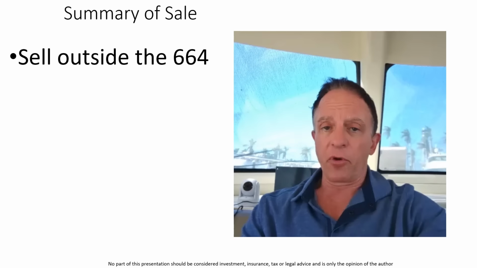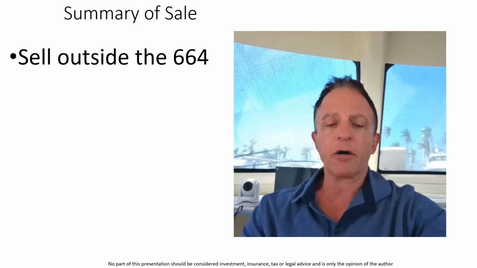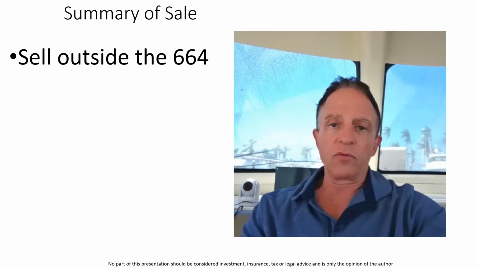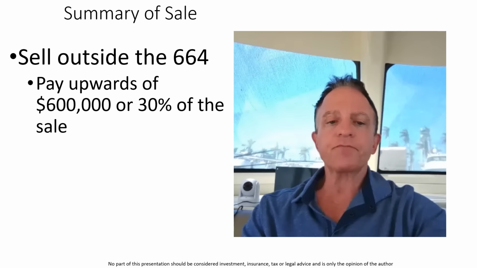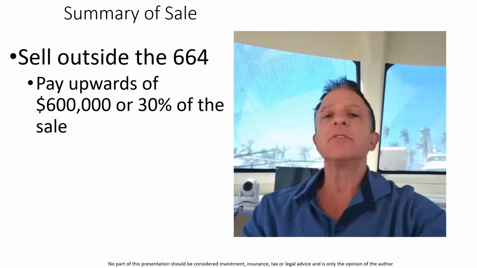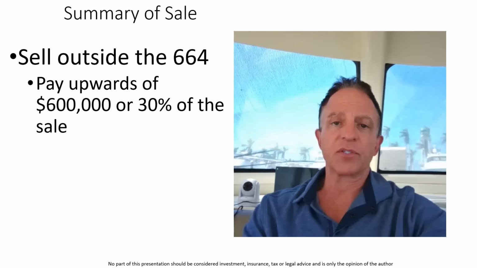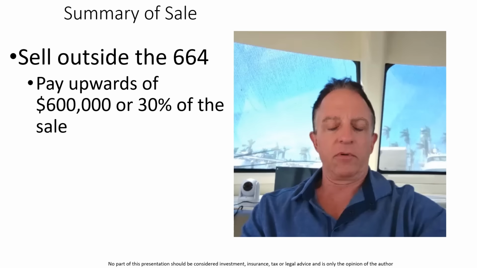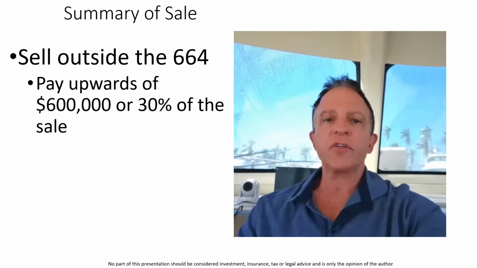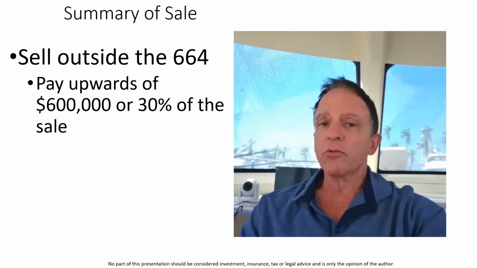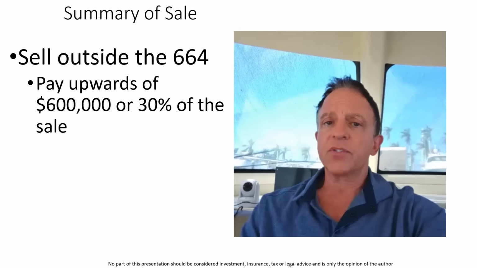So let's look at a summary of how the 664 plays out. If we sold the property outside the 664, we're going to pay upwards of $600,000 in tax. Now, many people will say, you know what, I'd just rather pay the tax instead of getting into all this complication. Okay, that's a very short-sighted answer because you don't need to.